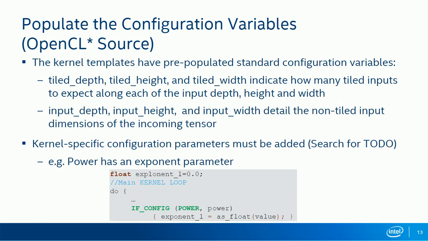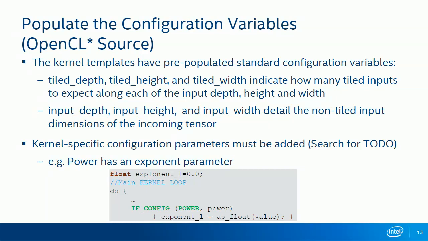To ensure the custom primitive receives the appropriate custom configuration variables, you'll need to populate the primitive's OpenCL source. For standard configuration variables, such as input size or tile sizes, the generated kernel source file will already have it pre-populated, so you don't need to write code to retrieve the value. You'll just need to write the code that uses it in the compute portion. You will, however, have to populate the part to retrieve kernel-specific configuration parameters.